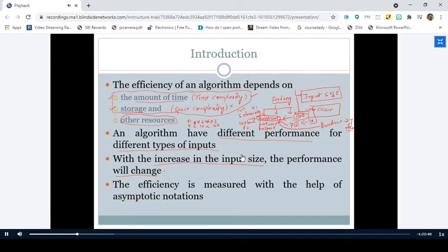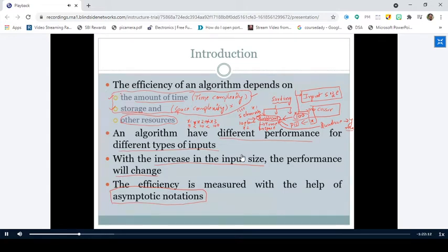Similarly, the efficiency is measured with the help of asymptotic notations. So this is where we come across a new term called asymptotic notations. Asymptotic notations are used to measure the efficiency of the algorithm. This is the most important point you should remember. What are asymptotic notations? The first point you should tell is they are mathematical notations.